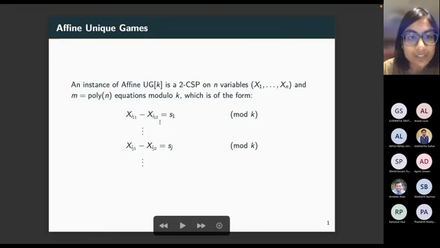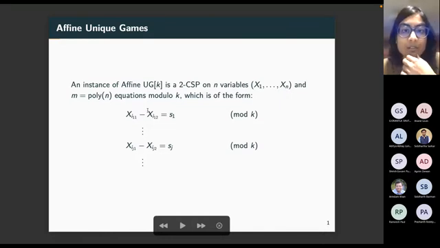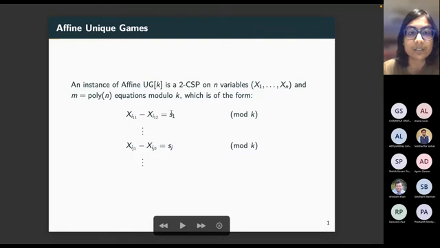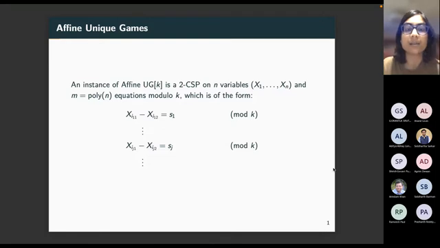And sorry, can you see my cursor? Yes, you can. Okay. So each equation has two variables, and the right hand side is some constant integer between 0 to k minus 1. And we want to solve these equations modulo k. So the value of an instance is the number of equations that can be satisfied by the best assignment to x.